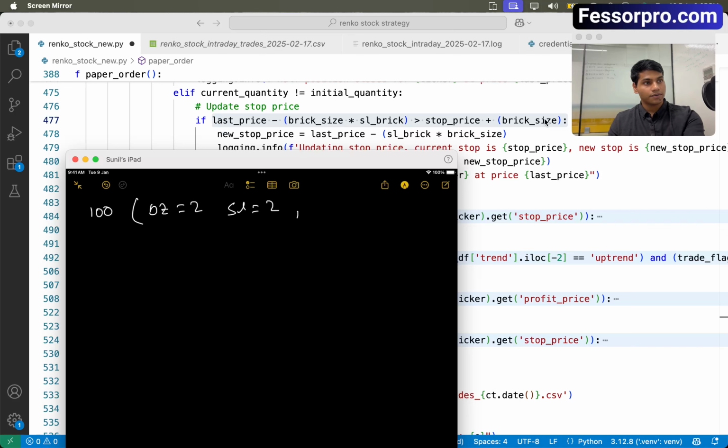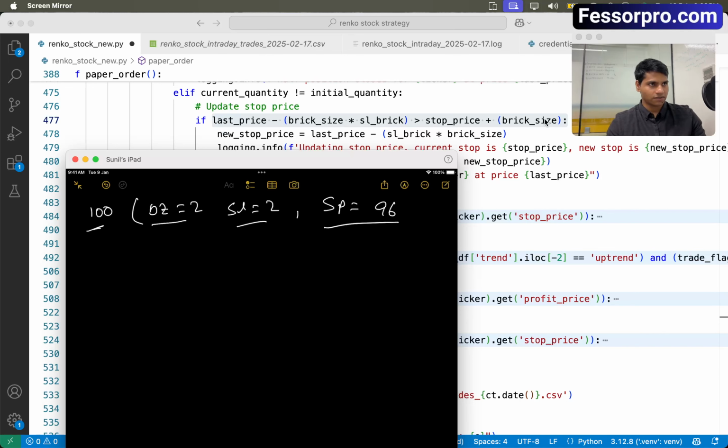And my stop price was, let's say, 96. If you multiply brick size with SL brick, you will get 4. If you subtract 4 from 100, it is 96. So my stop price was 96. Now, when will I trail? If this 100 moves to 101, I will not trail. If it moves to 102, I'll not trail. I'll trail when it moves to 103. So let's say the current price is 103.